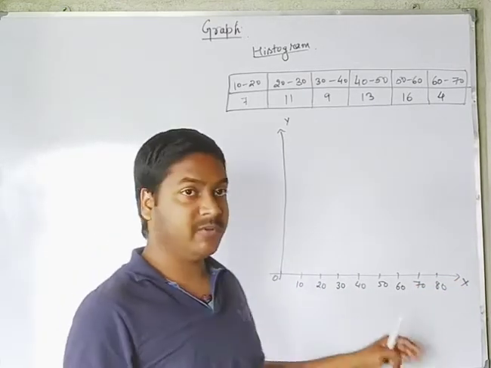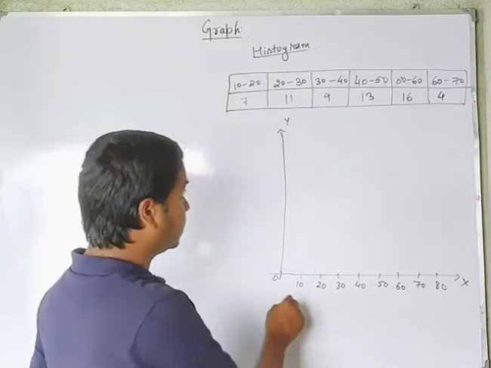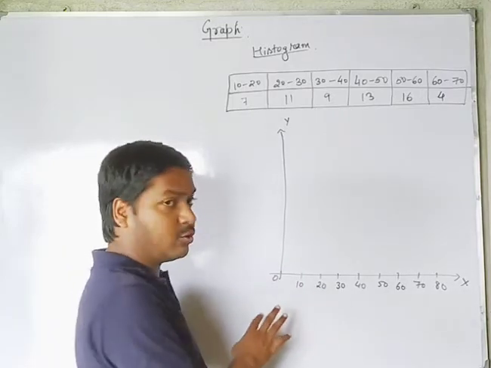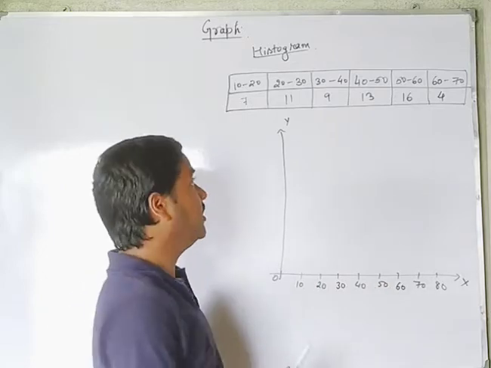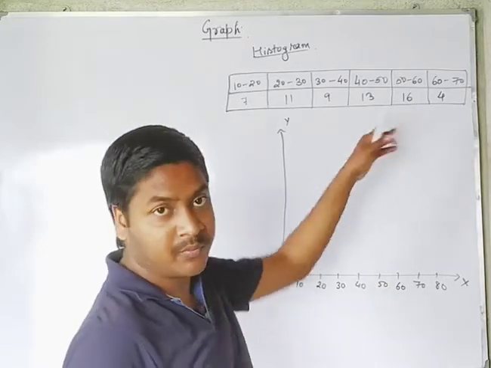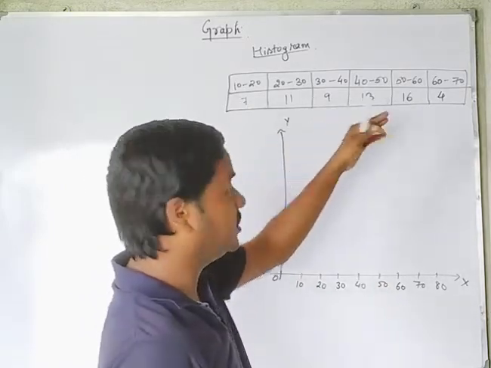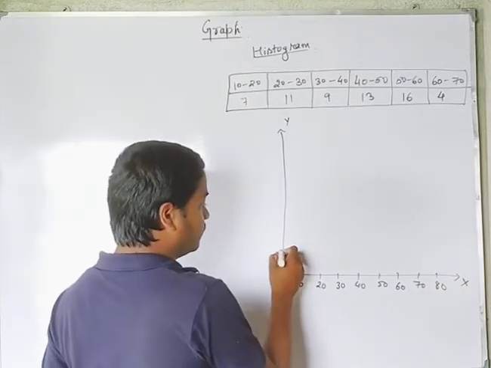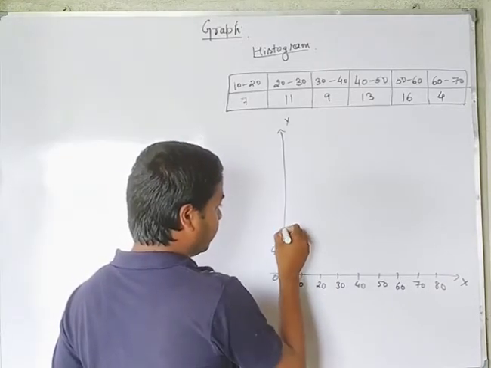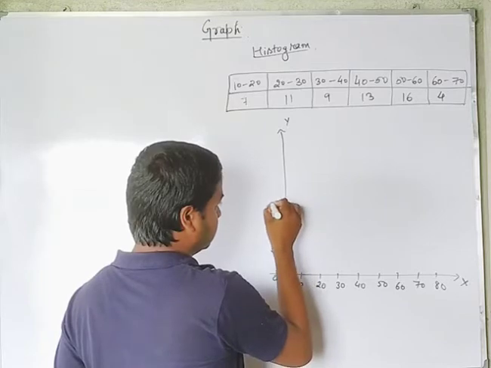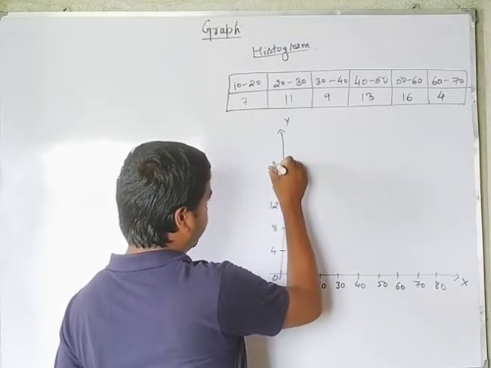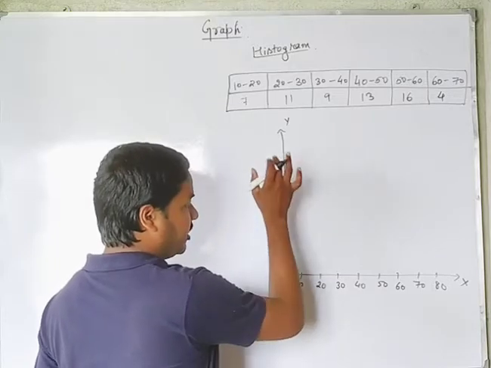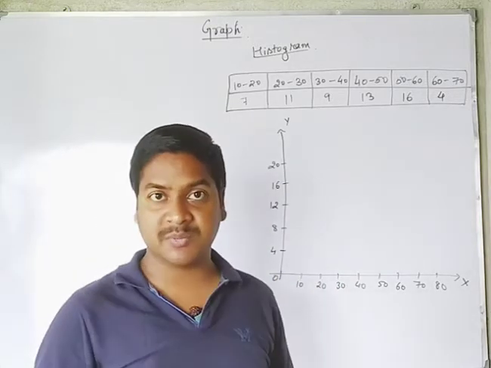Don't write 10 to 20, 20 to 30 like this. Write 10, 20, 30, 40 in the same way. Now the numbers: the lowest one is 4, the highest one is 16. We can take 4, 8, 12, 16, 20 here. This distance must be equal. Here also the distance must be equal.